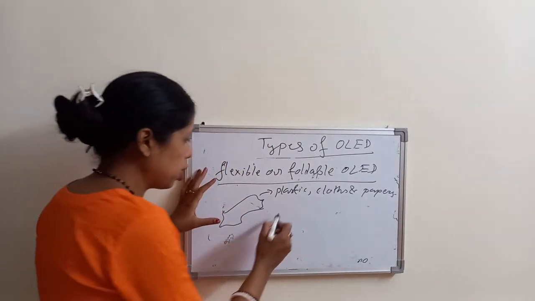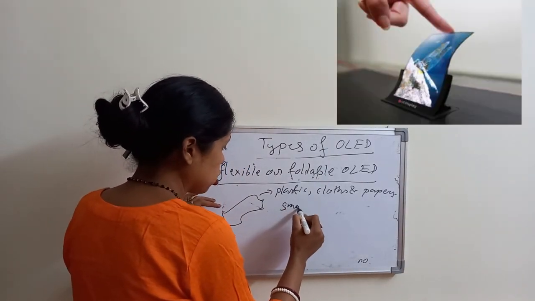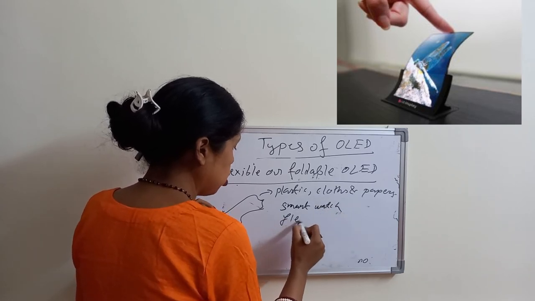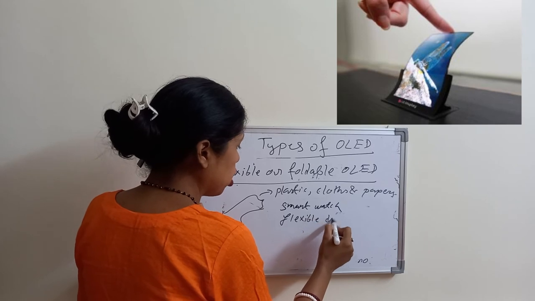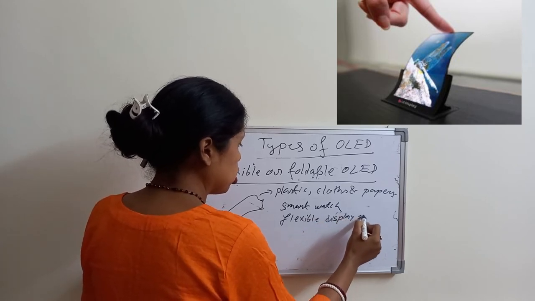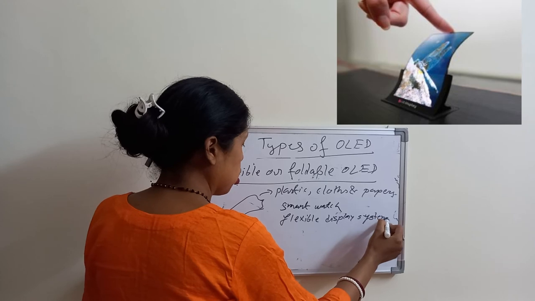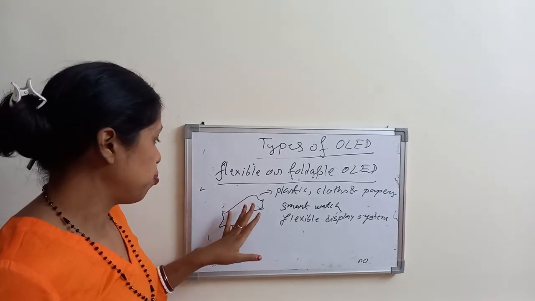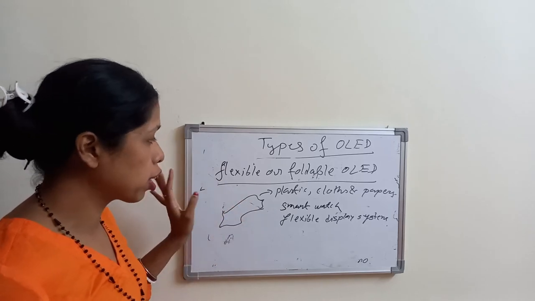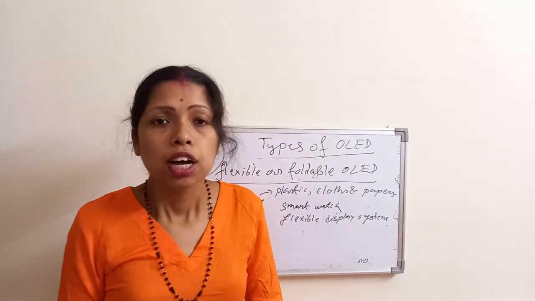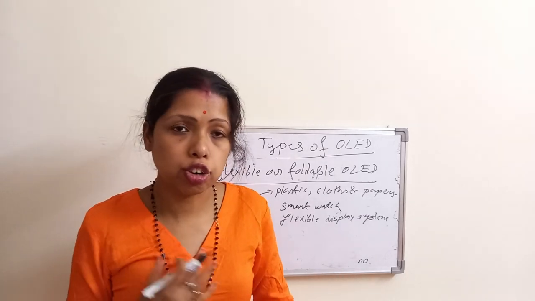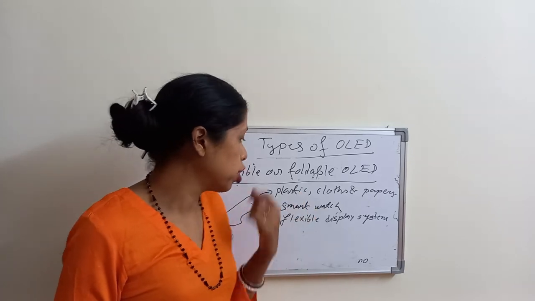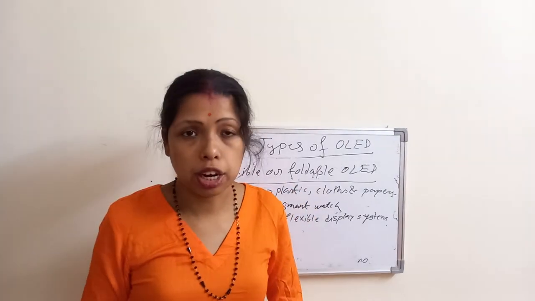Where you can use it normally in a foldable watch, smart watch. Okay, flexible display systems, any kind of flexible display systems. You can use a flexible or foldable OLED, right? So the main thing is that you have to choose organic semiconductor and cathode. These are common for all the OLEDs, whether you choose the flexible OLED or the normal OLED. But the main thing is what kind of substrate you have to choose for getting the flexible substrate, right?